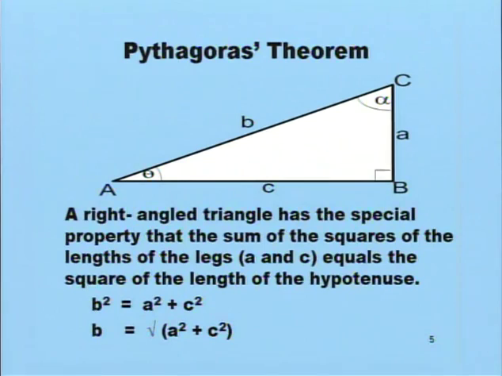Pythagoras' theorem. A right-angled triangle has the special property that the sum of the squares of the lengths of the legs, that's A and C, equals the square of the length of the hypotenuse. In short, B squared is equal to A squared plus C squared. To find B from B squared, we take the square root. So B is equal to the square root of A squared plus C squared.